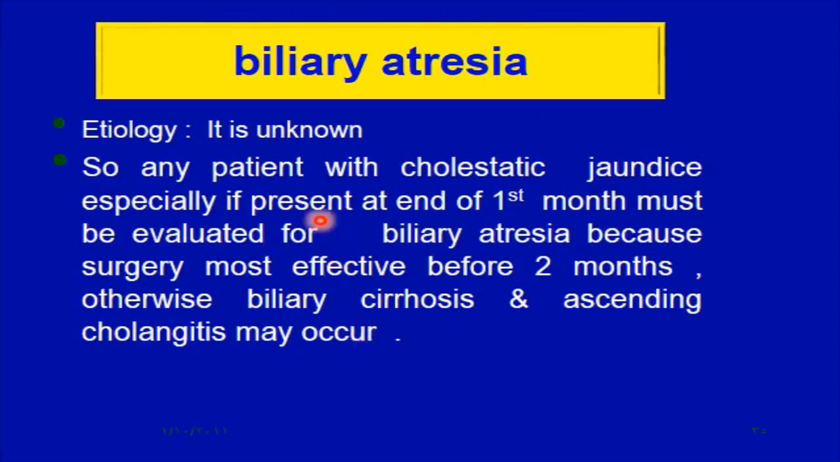Etiology is unknown, so any patient with cholestatic jaundice, especially if it presents at the end of the first month, must be evaluated for biliary atresia, because surgery is most effective before the age of 2 months. Otherwise, biliary cirrhosis and ascending cholangitis may occur, leading to death.